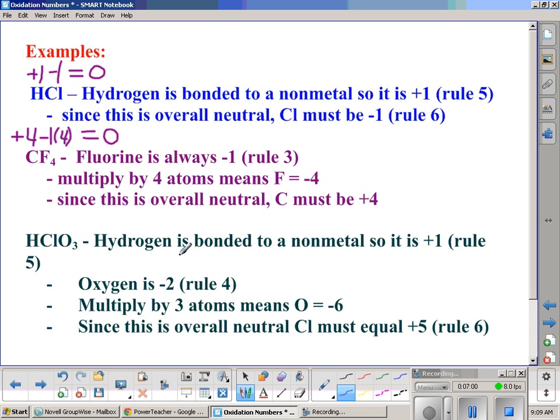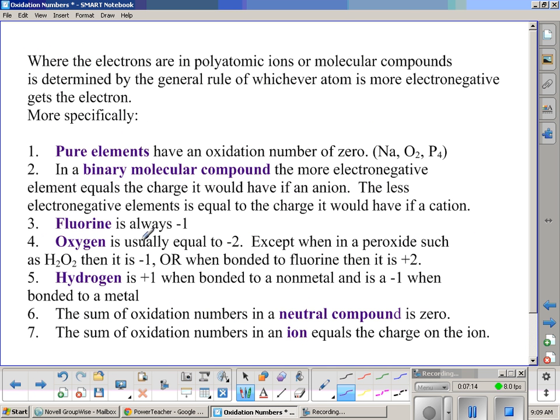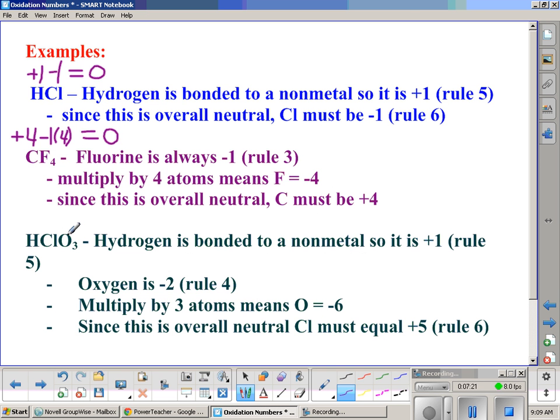Okay, here we have a compound that has 3 different elements in it. So again, as we did before, let's look at the rules and see what we can figure out about this. Oxygen, rule number 2, or excuse me, rule number 4. Rule number 4, oxygen is usually equal to -2. We don't have a peroxide and we don't have fluorine in this compound. So each oxygen is going to be -2. And we have 3 of them, so we can multiply that by 3. And that's going to give us a -6.